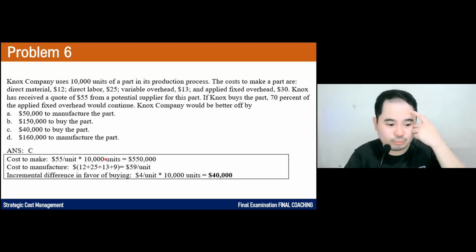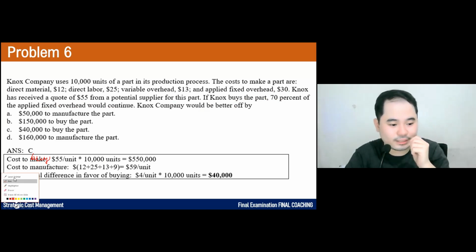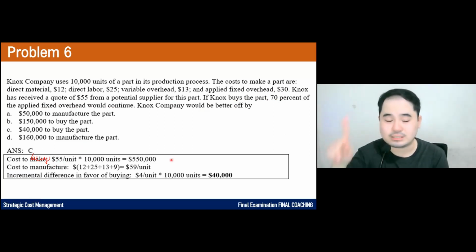Mali ito ha, cost to buy yan. Teka. Cost to buy. Cost to buy po kasi yan. Okay. So, your cost to buy is 55. So, 55 isa. What will be your cost to manufacture ngayon? So, yung 12, 25, and 13. Tapos, kung 70% would continue in buying. So, in manufacturing, yung kabaliktaran. Yung 30%, which is 9. So, 12, 25, 13, and 9, 59.